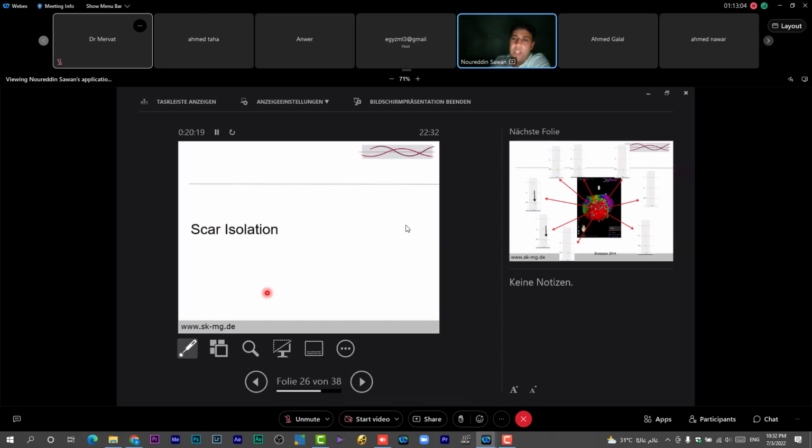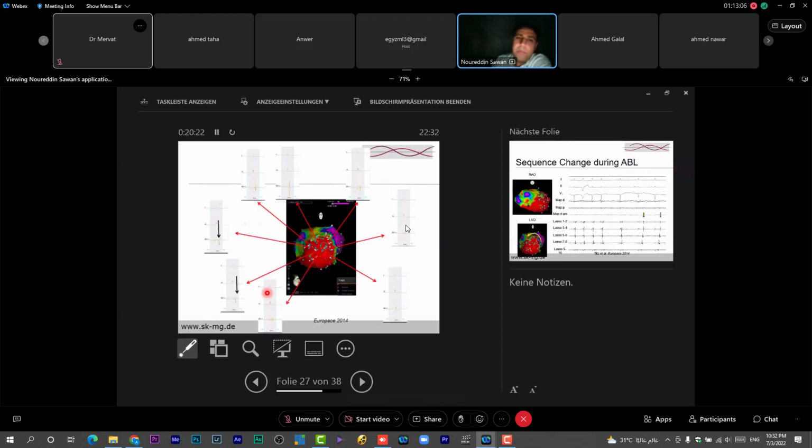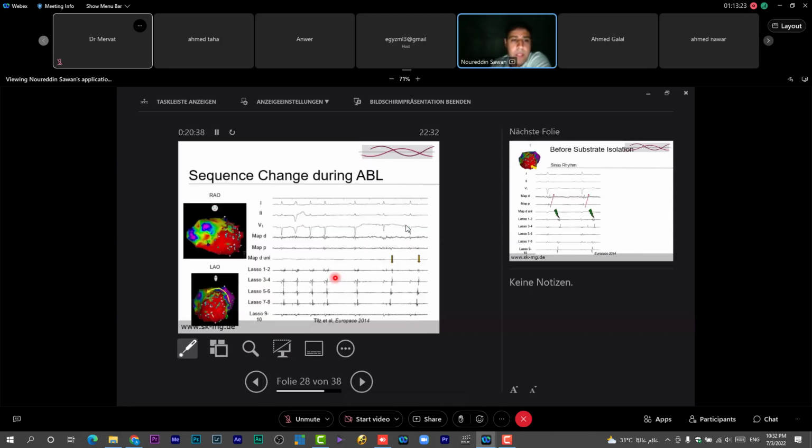What about scar isolation? This is another patient. You see here a very big scar. The scar is apical because the patient had a huge apical aneurysm. We put a lasso catheter in the aneurysm. Honestly, usually we don't do that, but for this case, because we wanted to publish it, we have done that.